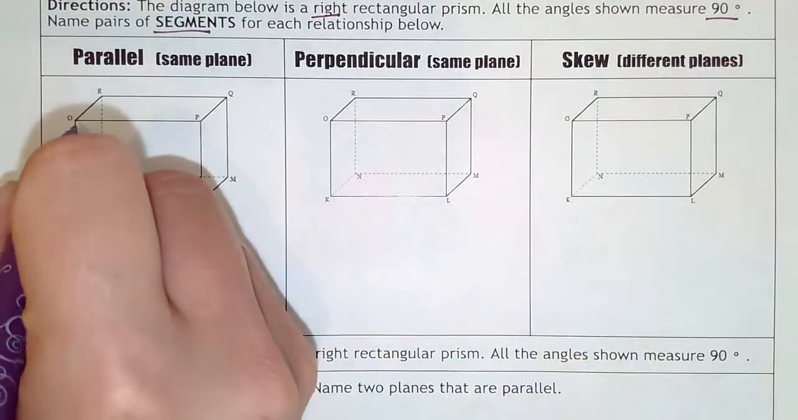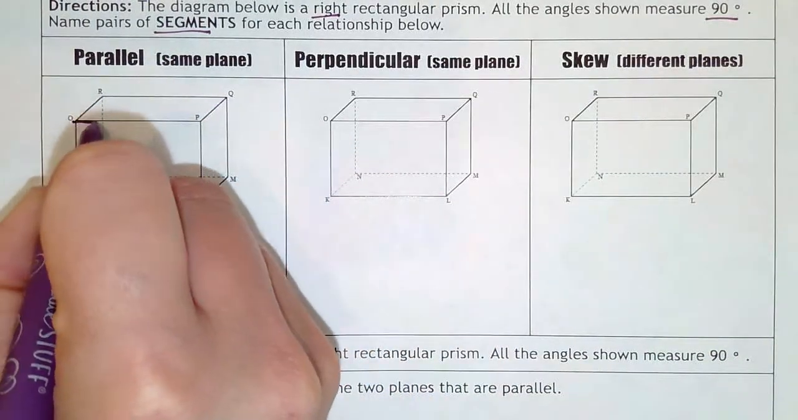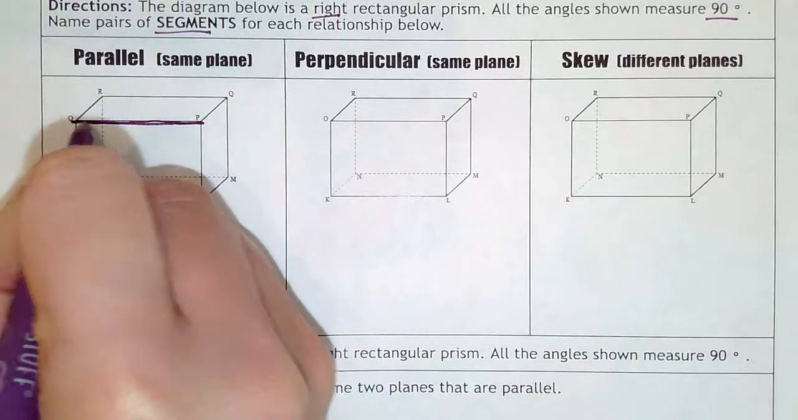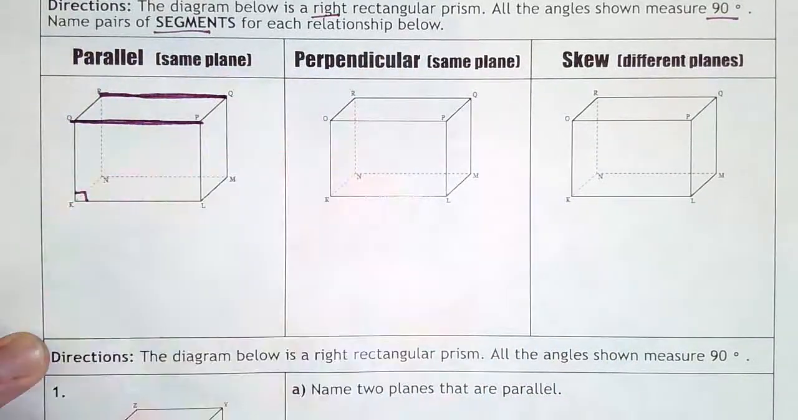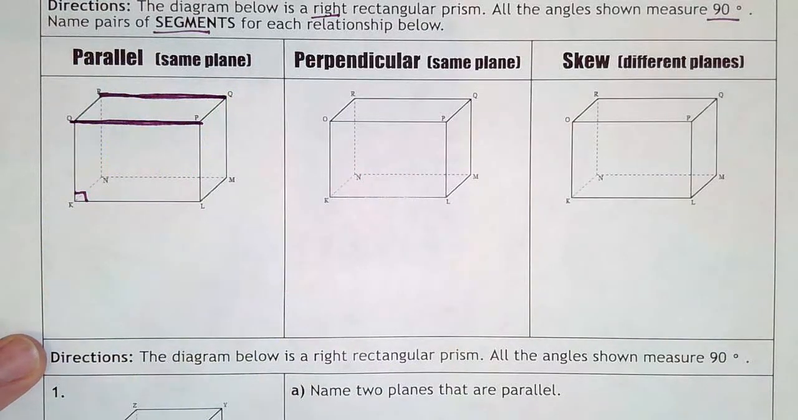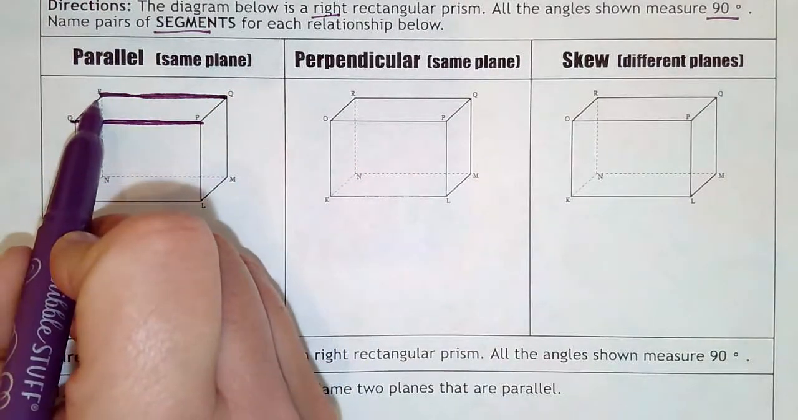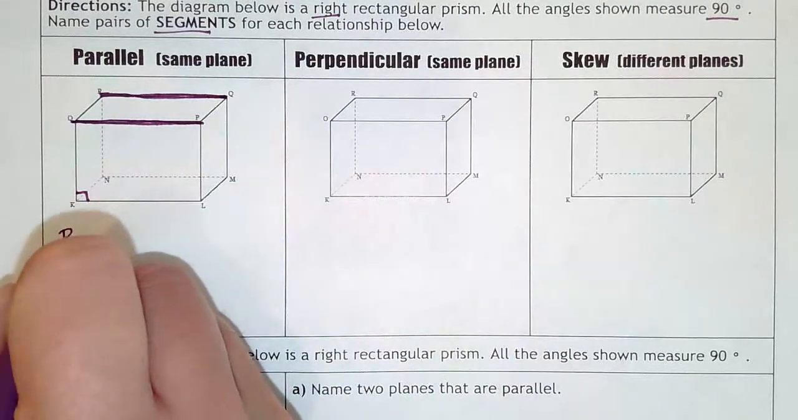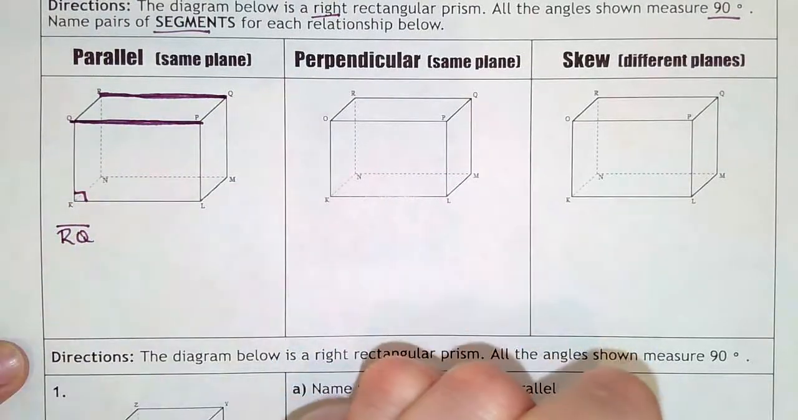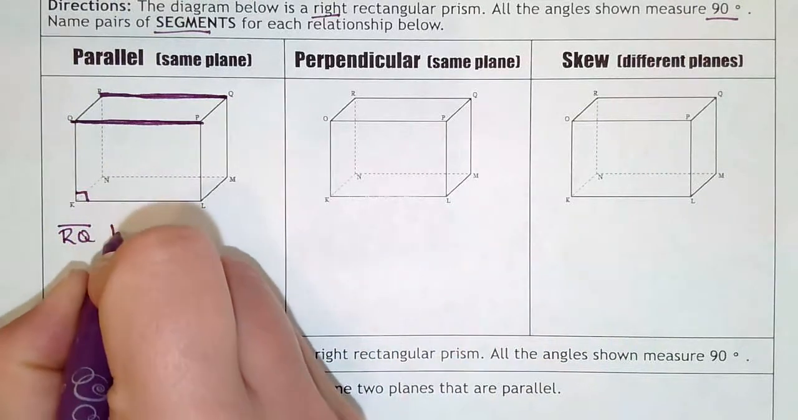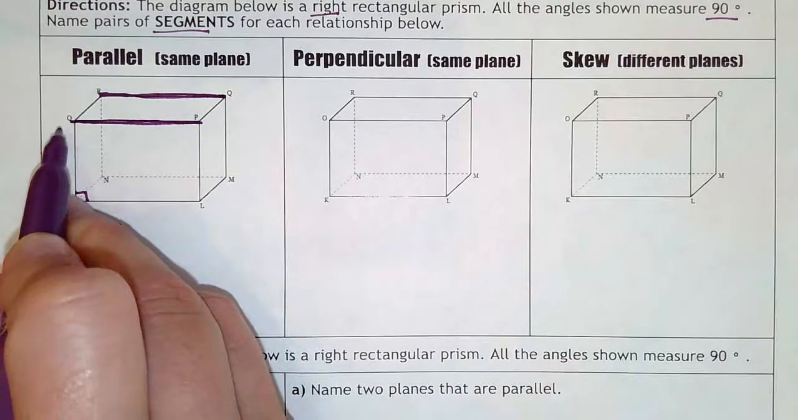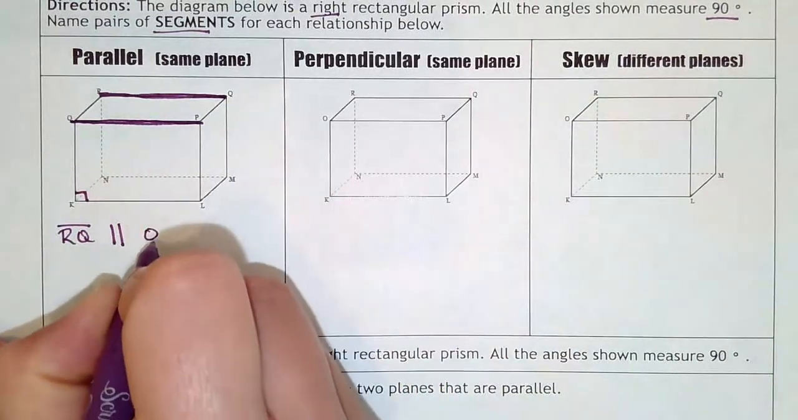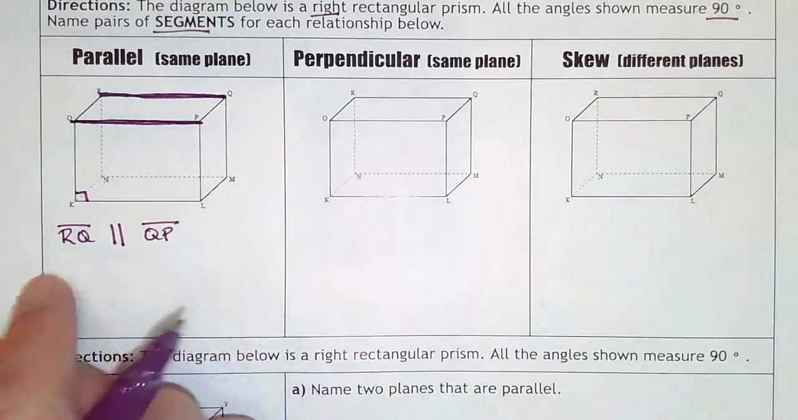So parallel would mean that they are lines that will never touch. So this line and this line would be an example. We got to think back to how we name lines, by 2 letters. Okay, so I would say line RQ. Remember my line segment above it? And then parallel are 2 vertical lines. Don't make it look like an 11, make it a little longer, but RQ would be parallel to QP. That's an option.